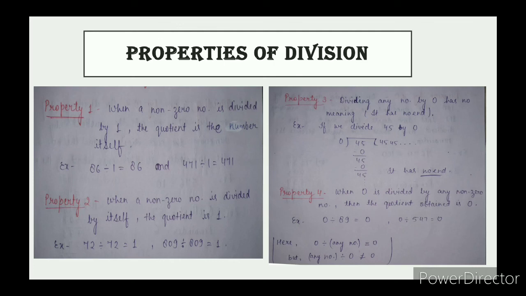Now property 4 is, when 0 is divided by any non-zero number, the quotient obtained is 0. For example, 0 divided by 89 is equal to 0, and 0 divided by 547 is equal to 0. Here you can see 0 divided by any number is equal to 0, but any number divided by 0 is not equal to 0. I hope you all understood this property.